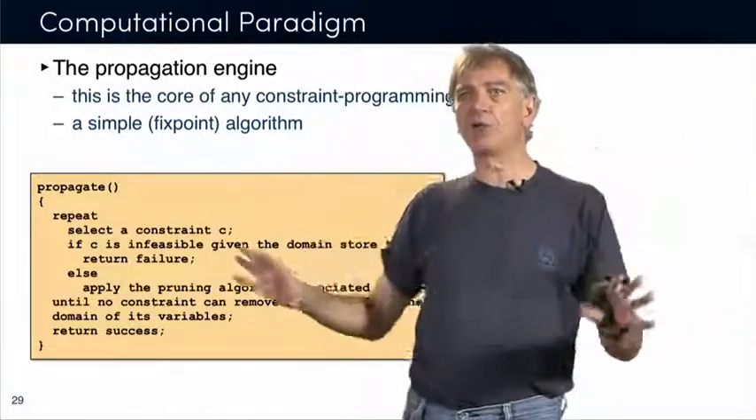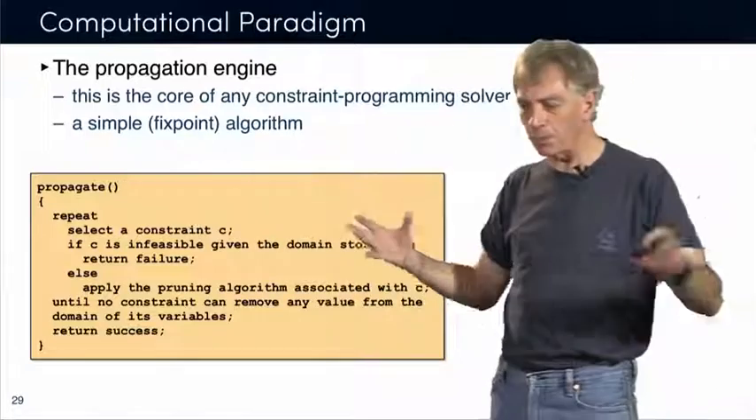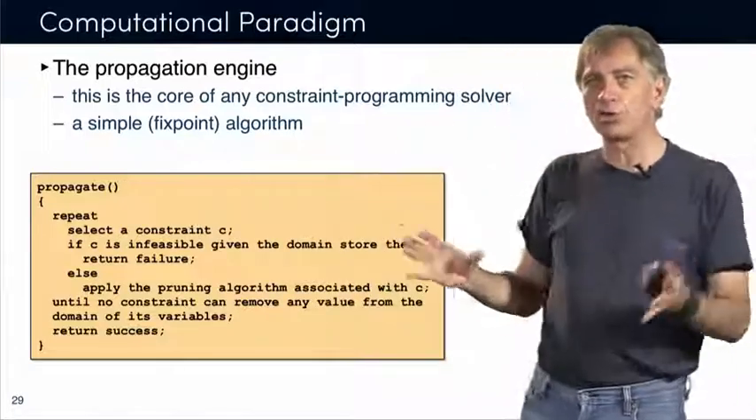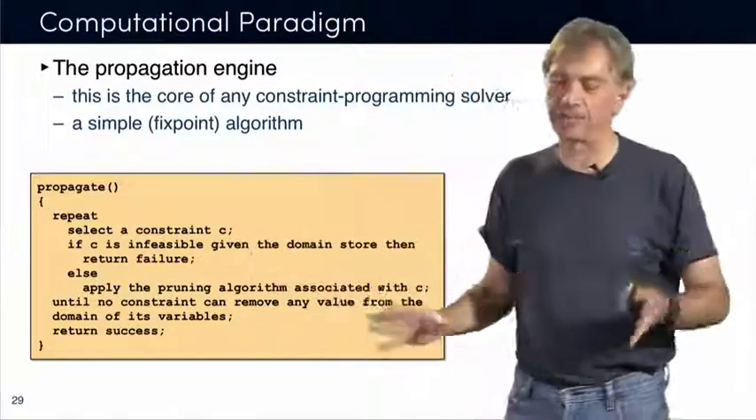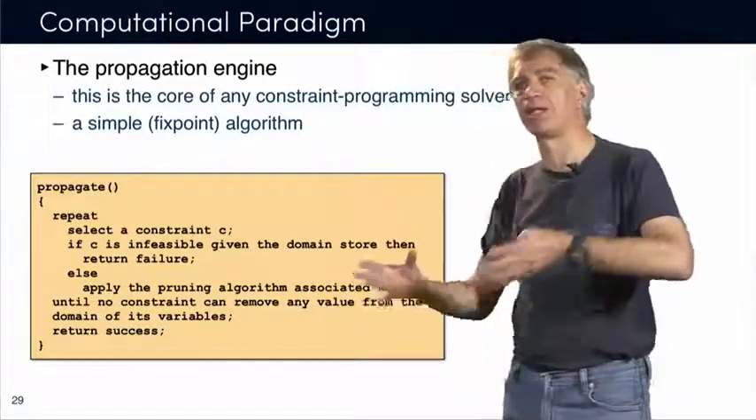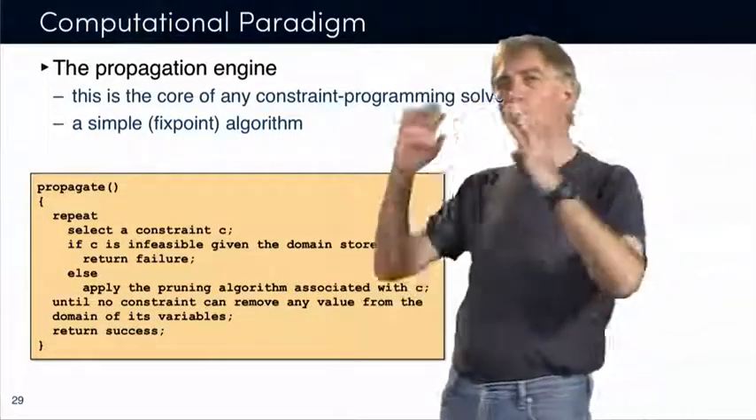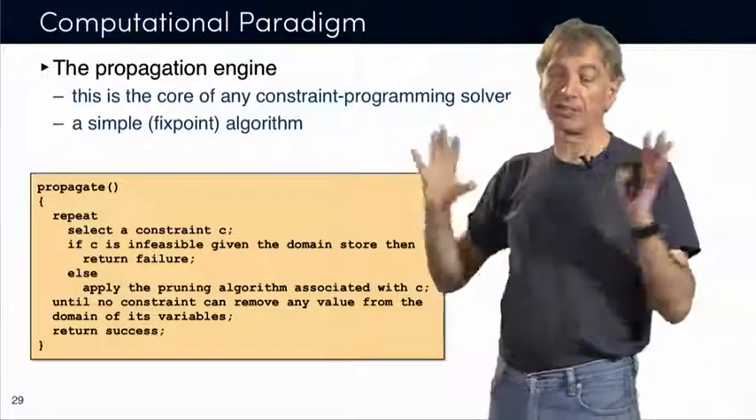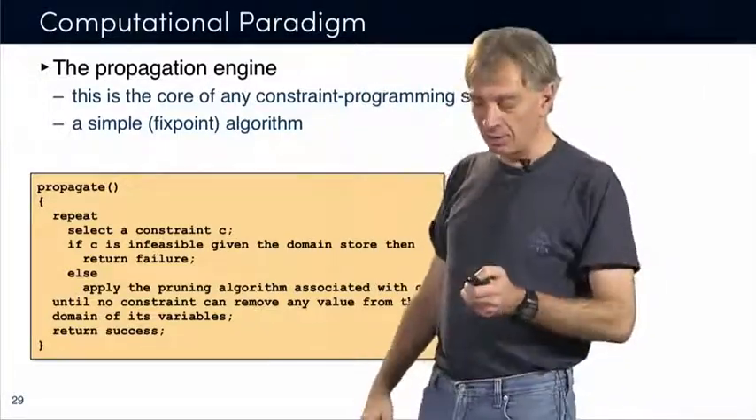So then you reach this stable state, which is called a fixed point, right? And then you know that at this point you have inferred as much information as you can. Okay, and so the system will typically go back to the search component and ask, "Oh, make a choice because I'm stuck at this point," if you haven't found a solution so far. Okay, so that's basically the key.